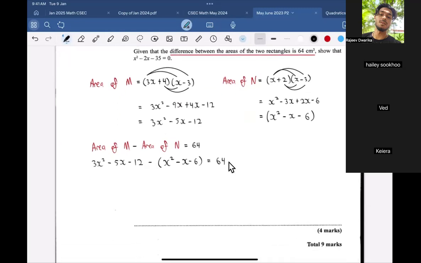So next line. Healy, let's move on. Veda, I see you dropped the correct answer in the chat. Good job. So we have 3x² minus 5x minus 12. And again, guys, it's minus the area of n. So it's minus the entire term. And this term consists of 3 terms, x² minus x and minus 6. So I need to expand.